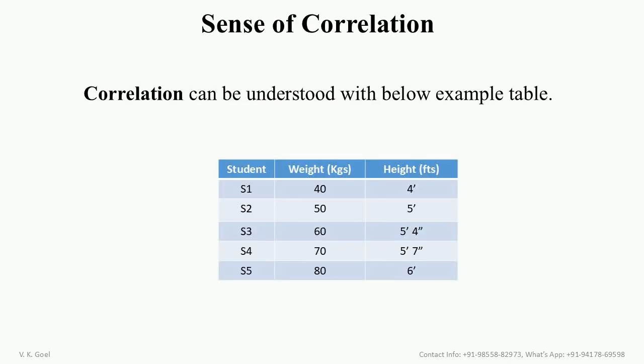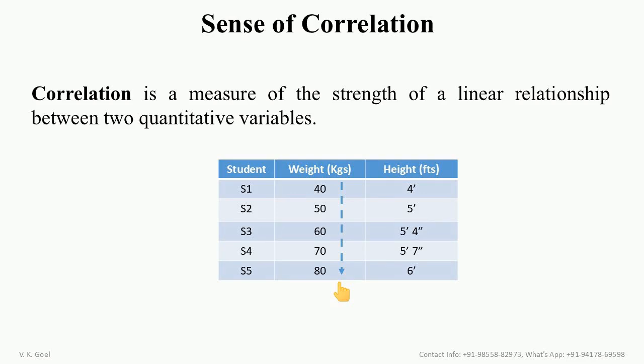Let's understand the correlation by some data. Consider the table here, having weights of 5 students along with their heights. It can be observed that as the weight is increasing, height is also increasing, or vice versa. This is true as well. In normal course of life, higher the height, higher is the weight. Therefore, it can be stated that there is a high degree of correlation between height and weight.